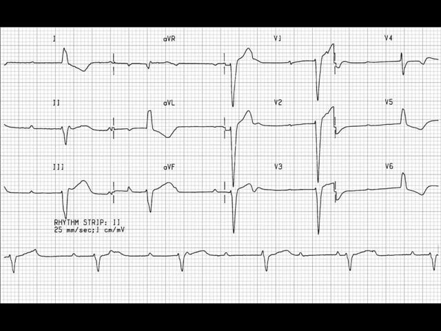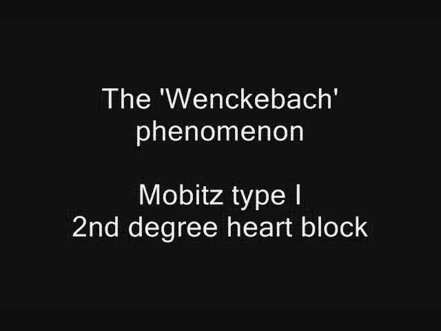This cyclical pattern, where you're seeing a PR interval getting longer and longer and longer and then missing a beat, is known as the Wenckebach phenomenon, or Mobitz type 1 second-degree heart block. And this is a sign of atrioventricular node or AV node disease. It's quite serious. But a word of warning.